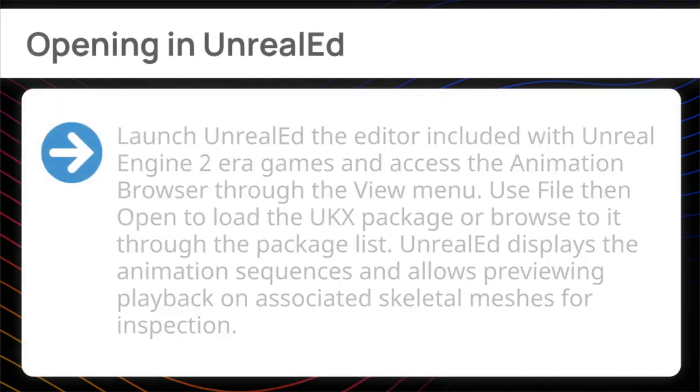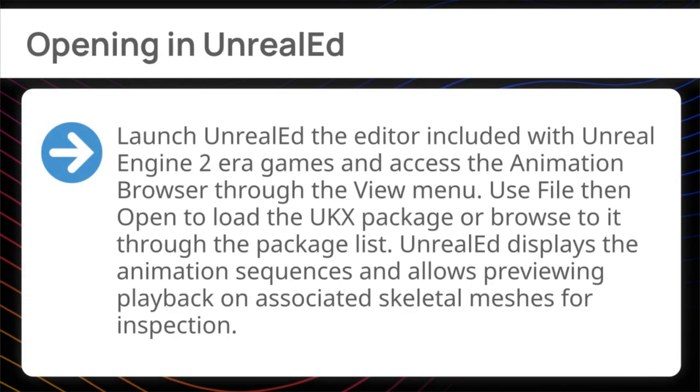First, opening in Unreal Ed. Launch Unreal Ed, the editor included with Unreal Engine 2 era games, and access the animation browser through the View menu. Use File then Open to load the UKX package or browse to it through the package list. Unreal Ed displays the animation sequences and allows previewing playback on associated skeletal meshes for inspection.